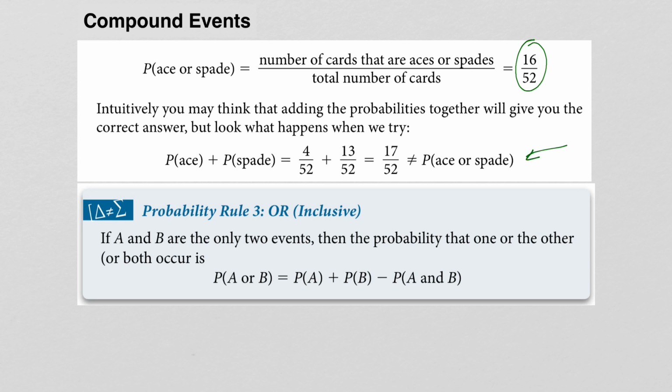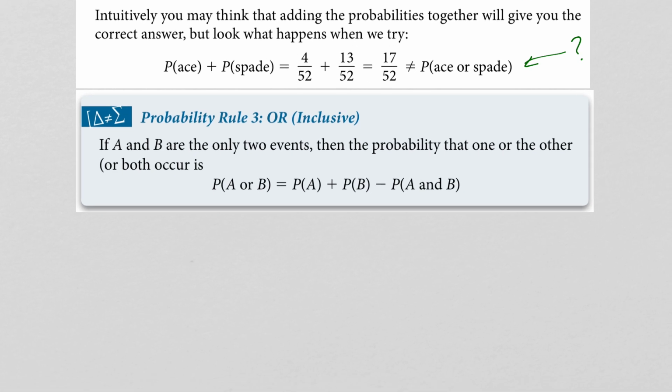So why is this answer wrong? What happened here? Well, it's actually pretty simple. When you count the aces, you count the ace of spades. And when you count the spades, you count all the spades, including the ace of spades. So what happened here is we counted the ace of spades twice, which is why we got an extra number here on top, 17 instead of 16. The way we can accommodate for this is to simply subtract off one of those countings.